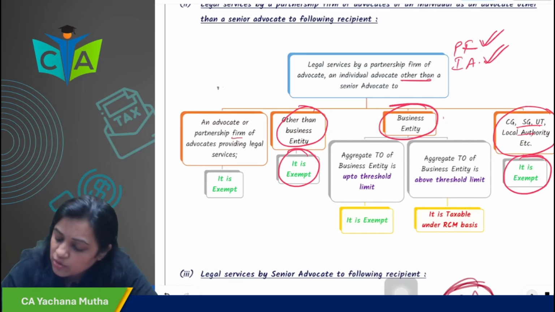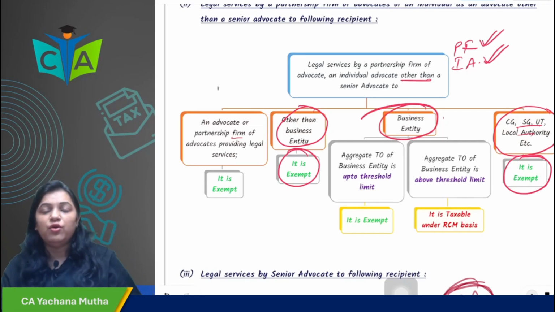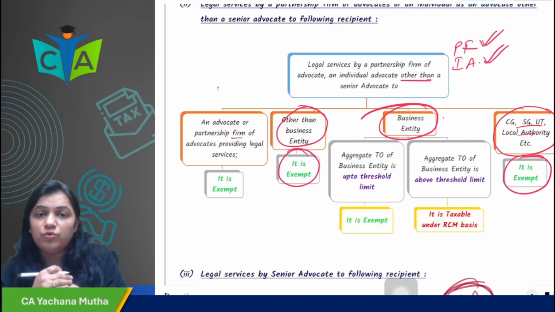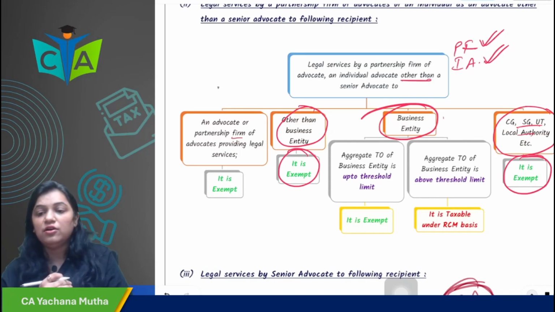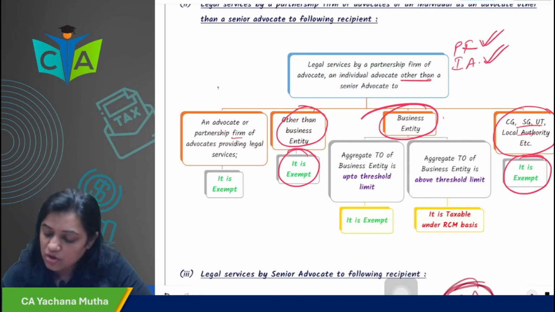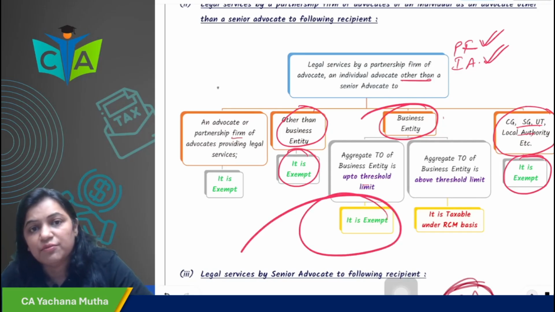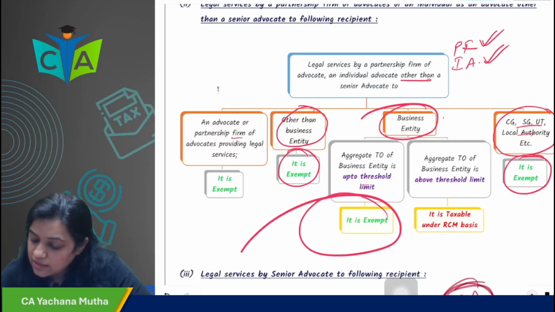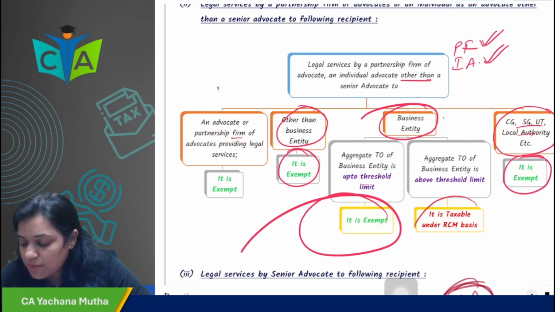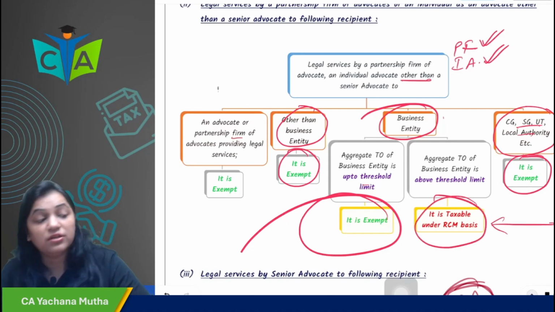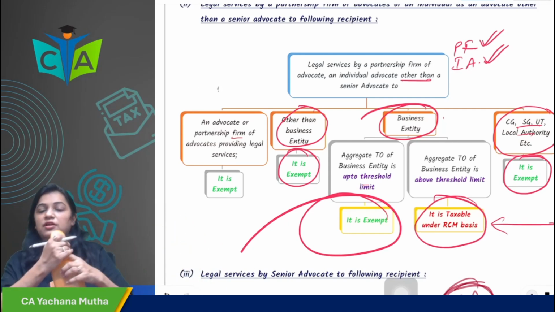Now, if you are providing it to a business entity, what do you have to see? You have to see the aggregate turnover of the business entity. If the aggregate turnover of the business entity is up to the threshold limit of registration, then it is exempt. Otherwise it is chargeable, and if it is chargeable, it is taxable under RCM.